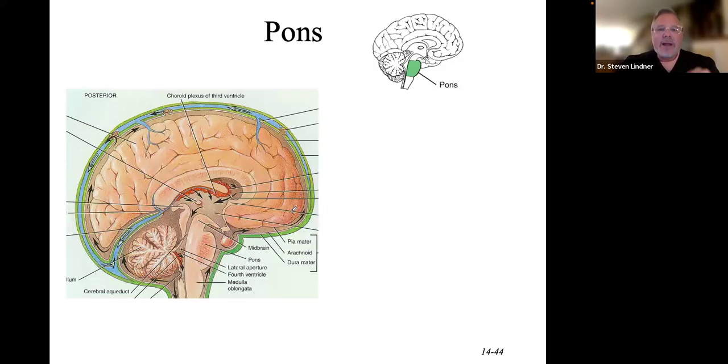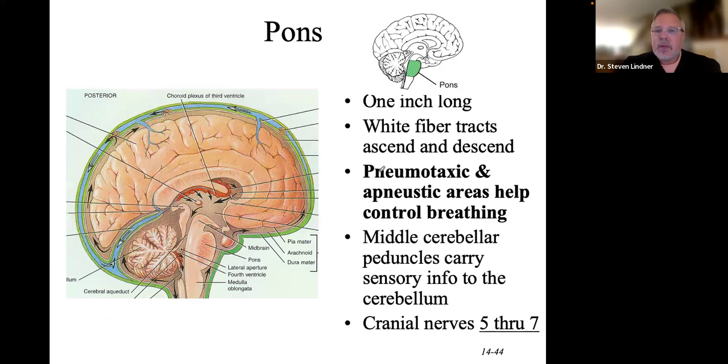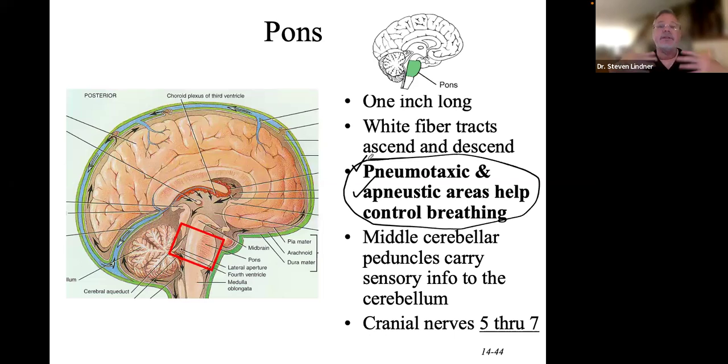Okay, let's move one level up to the pons. The pons, which is this region right here, pons means bridge, and the pons has the pneumotaxic and apneustic area. Now, these two areas are involved in controlling the depth of your breathing, the depth of your inspiration, and it tells you when to stop, and then the rate and depth of your expiration, and it tells you when to stop. So it controls the depth of your inhalation and exhalation.